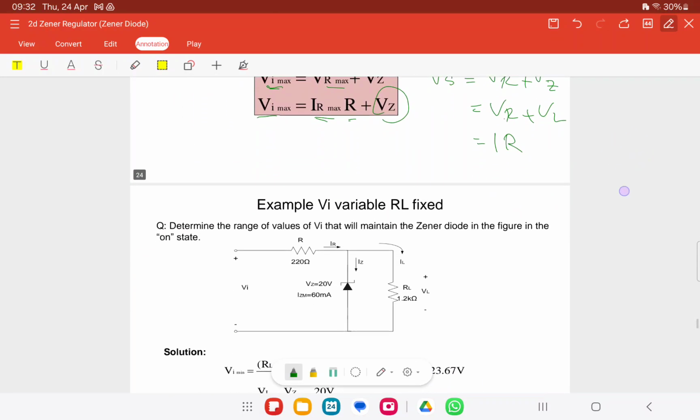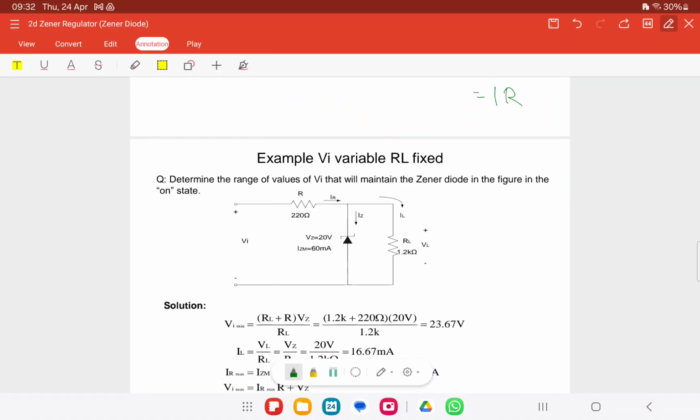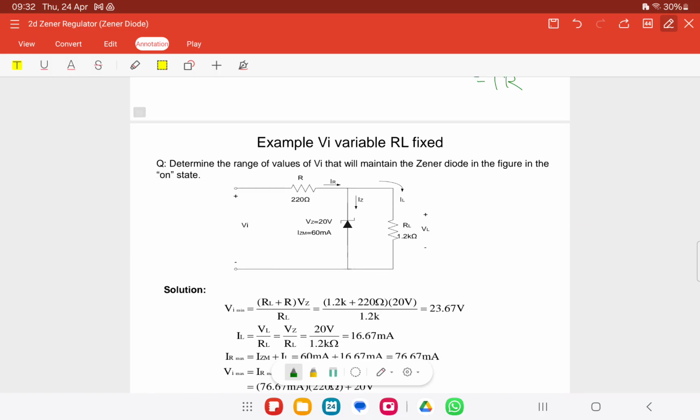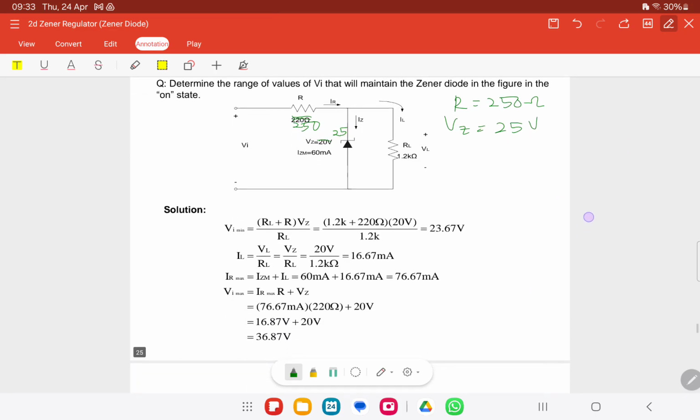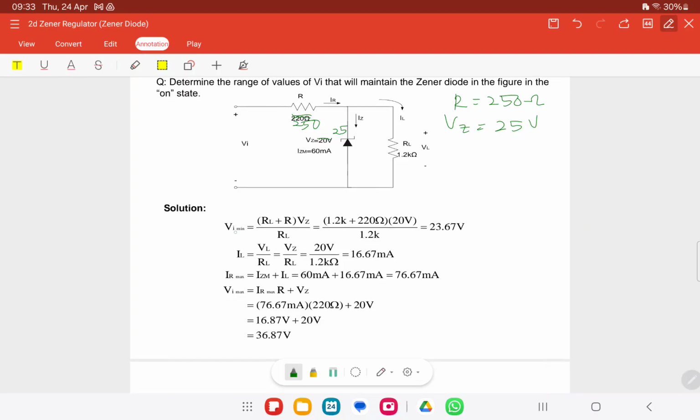Alright, so we have one example here, this one. Okay, so kita tukar the value for the R here, jadikan 250, VZ jadikan 25. Yang lain sama. R 250 ohm, VZ 25 watt. Okay, first get the value of VI min.